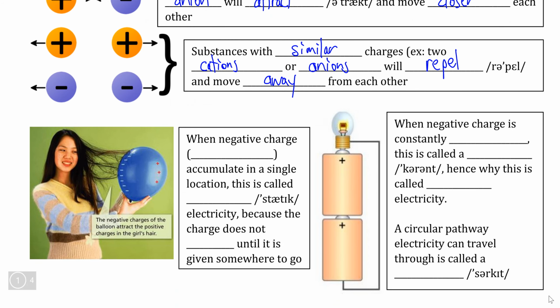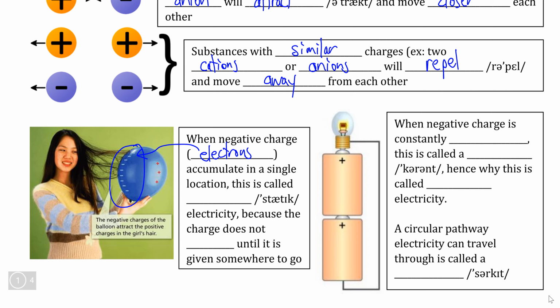Now, practically speaking, there are two different types of electricity, both of which you can observe in day-to-day life. So we can see this girl's hair is attracting to the outside of this balloon. So when negative charge, and remember that all negative charge comes from electrons, this attraction here is caused by the accumulation of negative charge, meaning that electrons are collecting in a high concentration here.